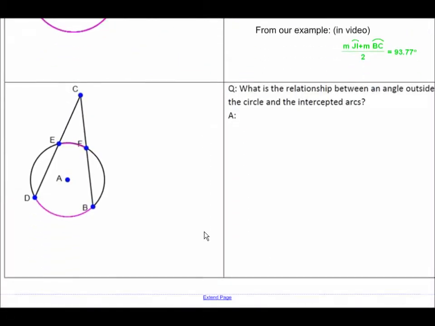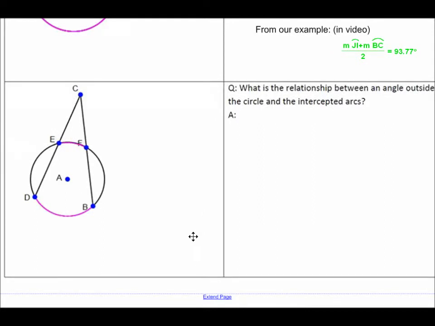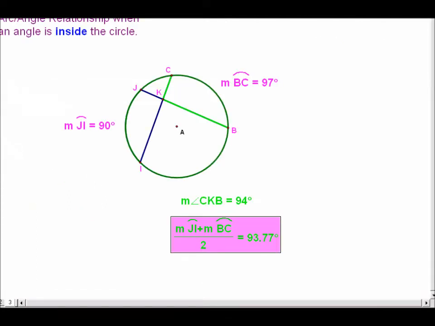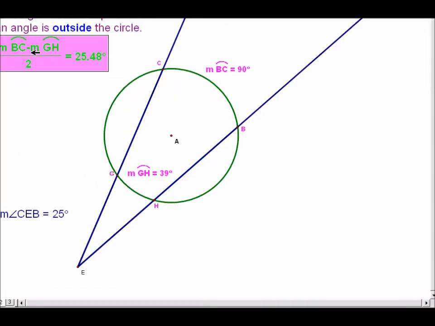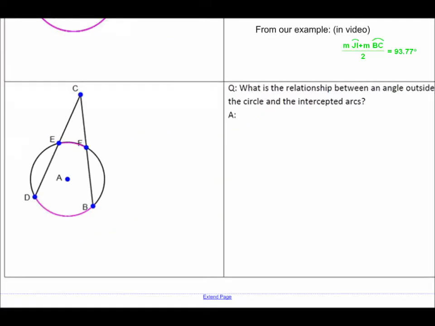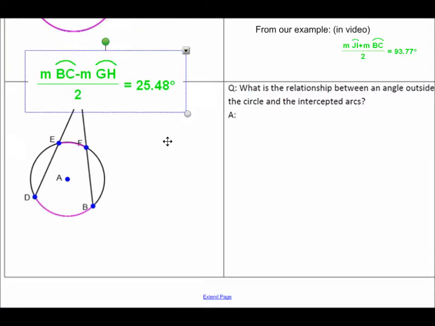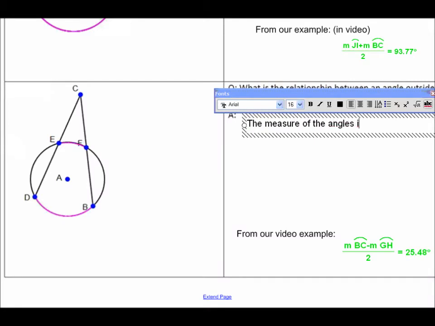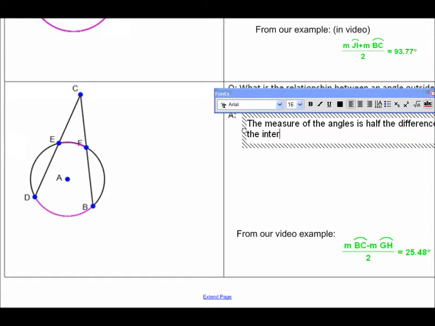Let's see if maybe we can go back and get, I'm going to copy that. And then our third one, what is the relationship between an angle outside the circle and the intercepted arcs? For that one, let's go back to that picture. That was the one where we were able to subtract the arcs and then divide by 2. The measure of the angle is half the difference of the intercepted arcs.